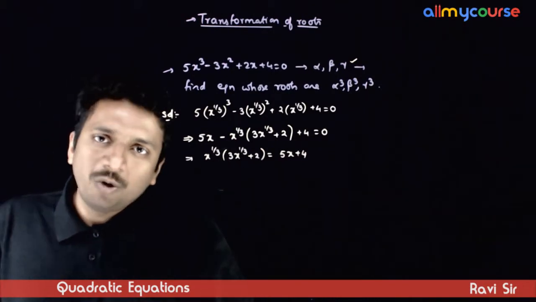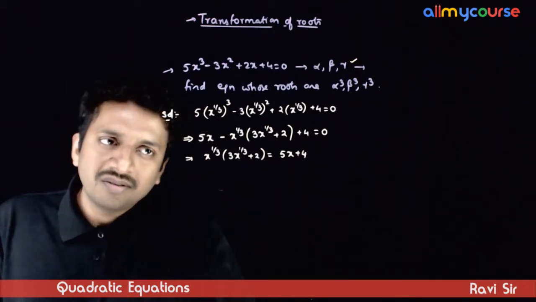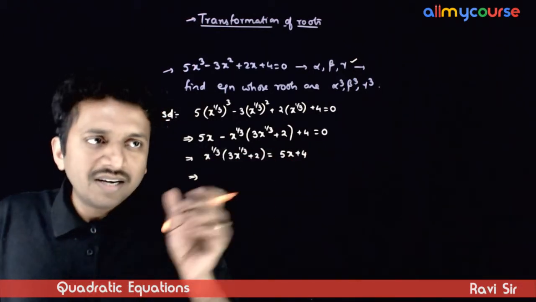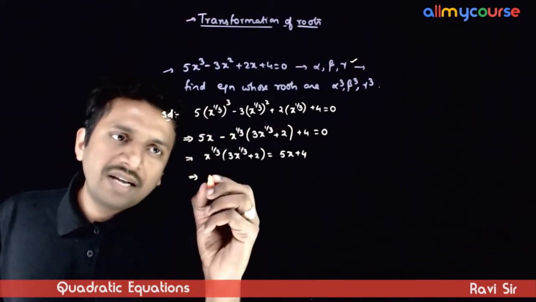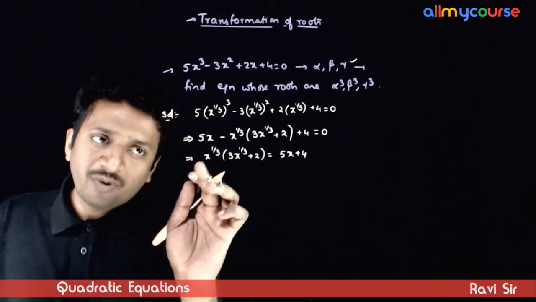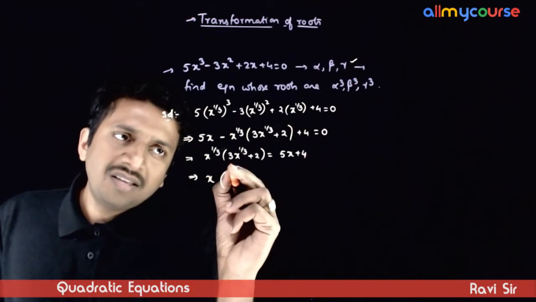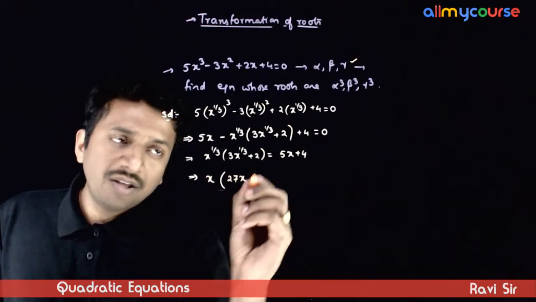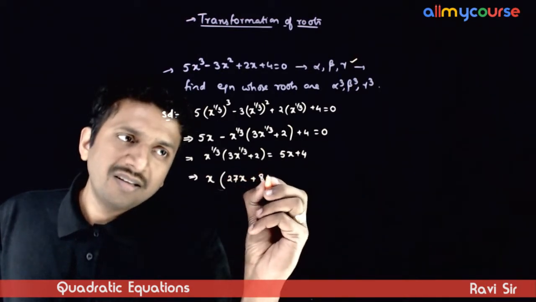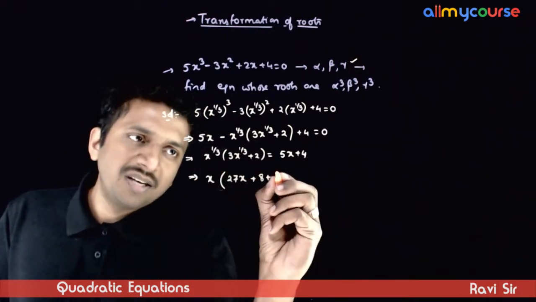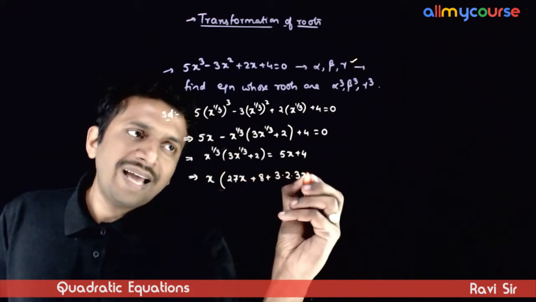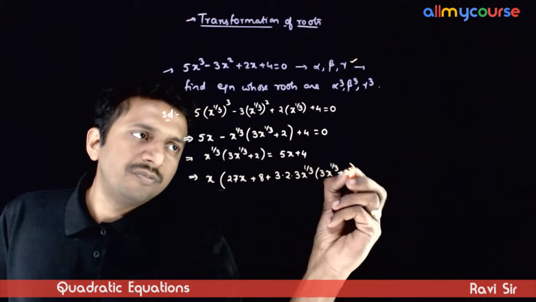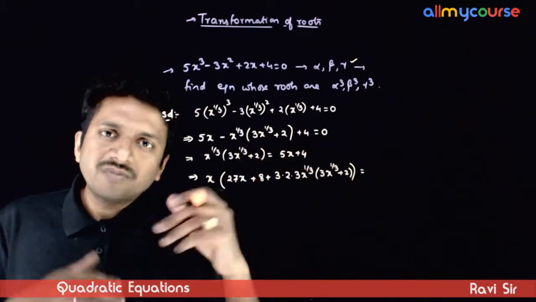You need to convert this into a cubic equation. So how can we do this? Now let us cube this equation on both sides. So you get x times (x^(1/3))³, that is x times (3x^(1/3) + 2)³. Using a³ + b³ + 3ab(a + b), that is 27x + 8 + 3 into 2 into 3x^(1/3) times (3x^(1/3) + 2), equal to (5x + 4)³.